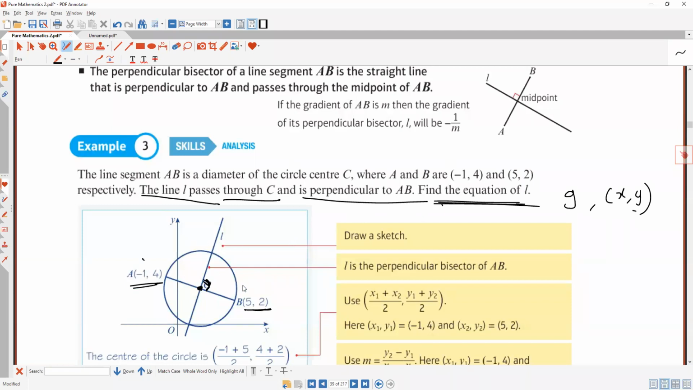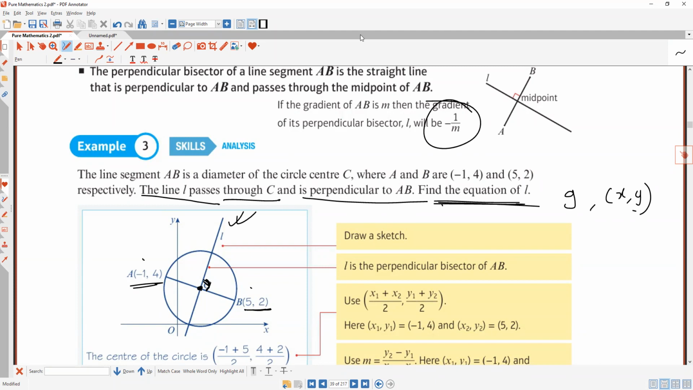Gradient also you can find very easily. How? Find the gradient of AB. How? By y2 minus y1 divided by x2 minus x1. Then find the gradient of L. How? M1 into M2 is equal to -1. Why? Which formula? This formula over here. Because they both are perpendicular to each other. I think without my help, you guys can do this on your own. Can you please do this on your own and let me know?